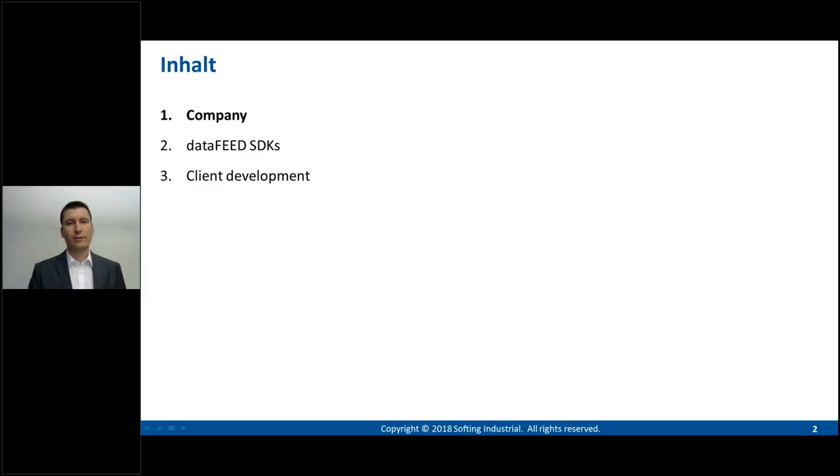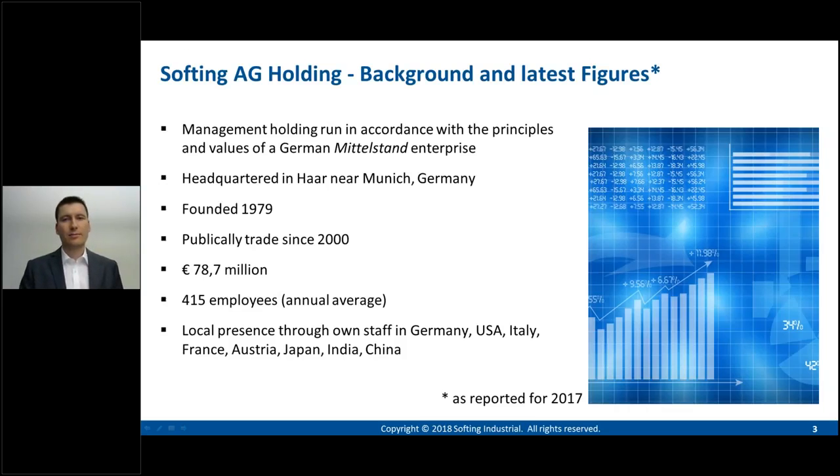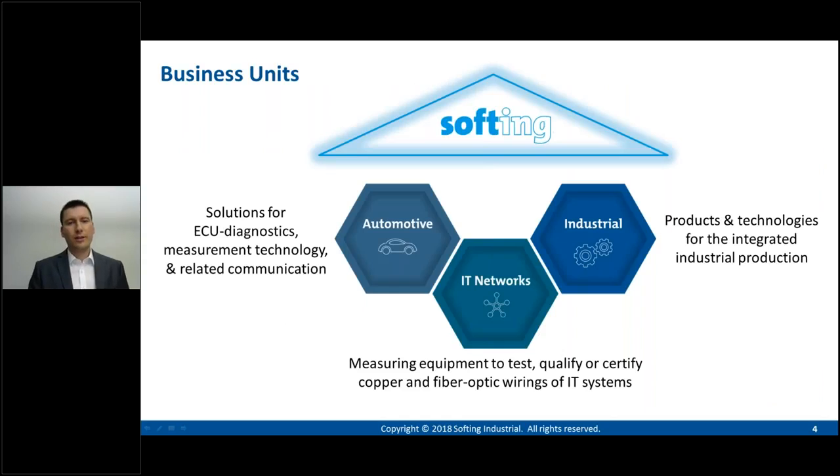So company, Softing. Softing AG is a small company. We are a management holding according to the German Mittelstand, and our headquarters is in Haar near Munich. We have a revenue around 80 million euros per year and around 415 employees. We are present all over the world with local staff also in Japan, USA, India, and China.